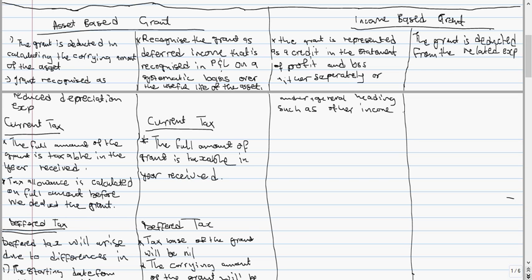So for current tax, we're going to have current tax here and current tax there. Okay, so it's all the same. The full amount of the grant is taxed in the year received.